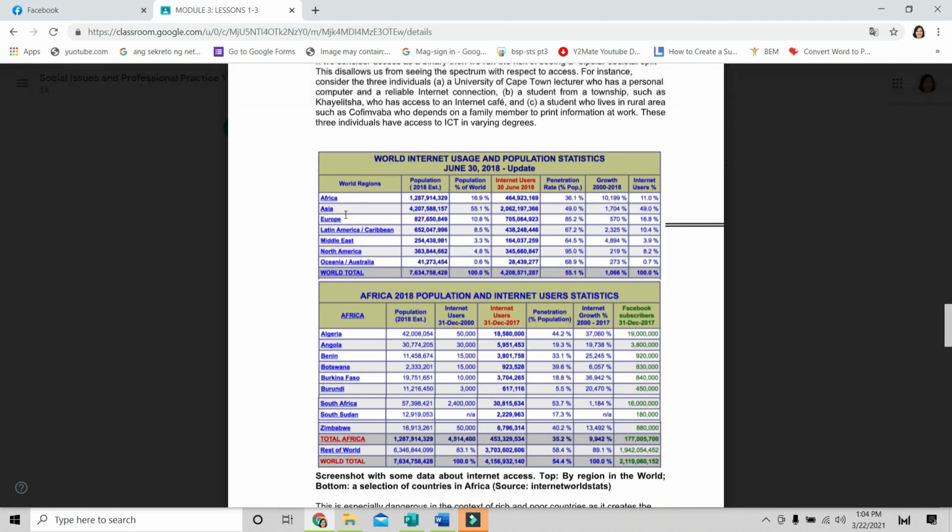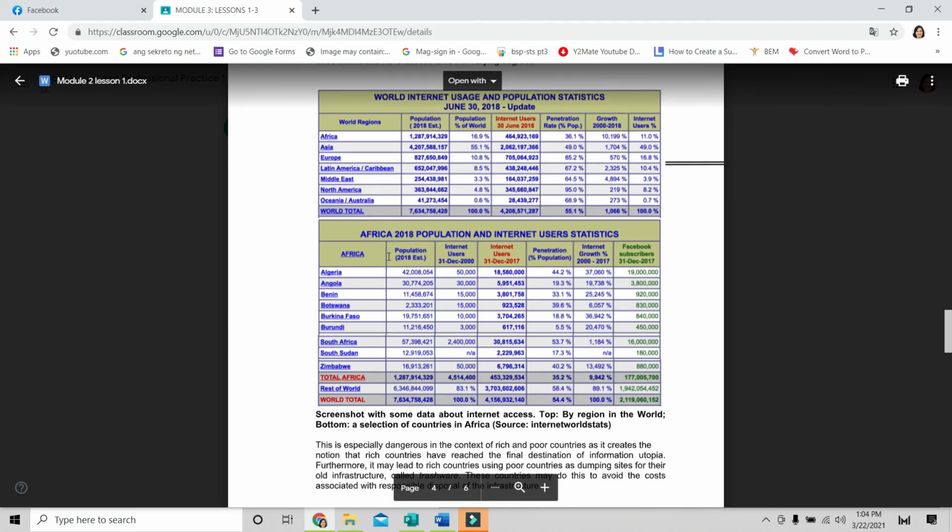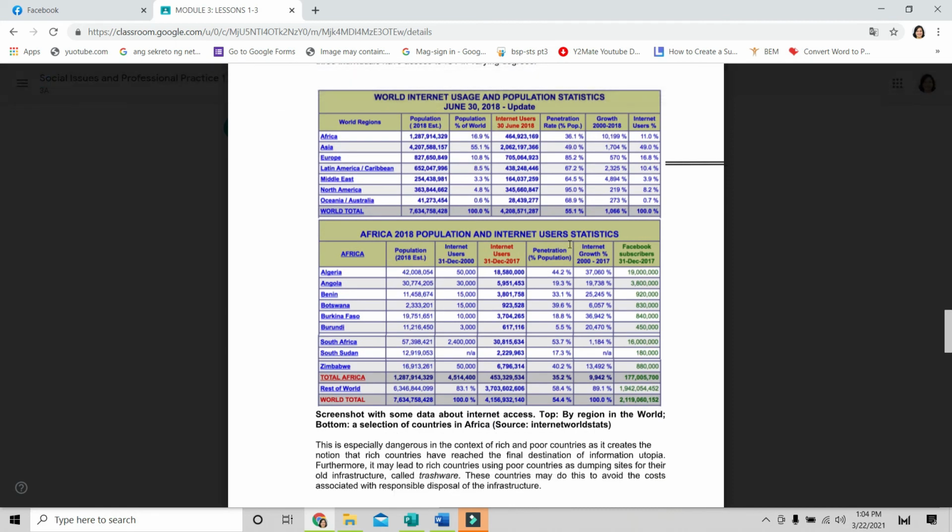So we have Africa, Asia, Europe, Latin America, Middle East, North America. We are in Asia. North America is the US. We have USA, and then Oceania and Australia. So the highest is Asia. That's why most celebrities come to the Philippines, because the Philippines is well known for internet usage. It's actually high.